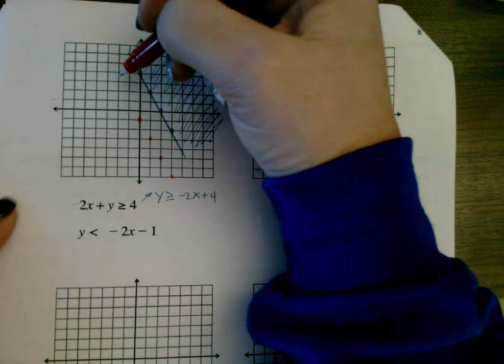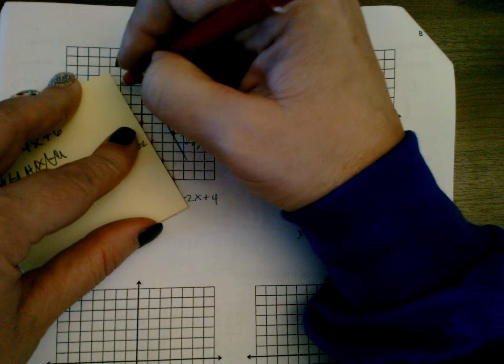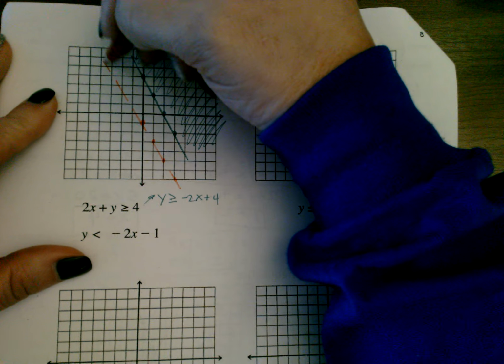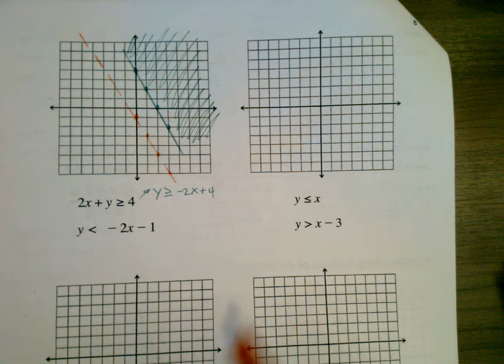Okay, my apologies. Now, this is just less than, not equal to, so I need a dashed line. I'm going to try to make it obvious that it is dashed. Putting my pencil on the y-intercept, I need all y's less than that. They would be below.